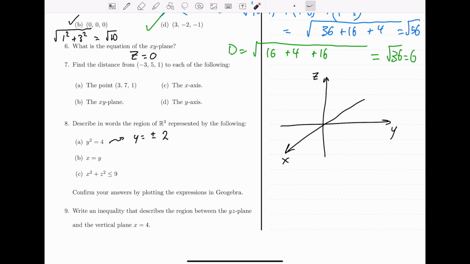How about part B? Can we describe what x equals y looks like in 3 dimensions? Notice that there's no restriction on z here, so we can think of z being any value at all. If x equals y, just think for a second what this would look like in 2 dimensions. Think of the graph y equals x. If we graph that in 2 dimensions, we have the x-axis, we have the y-axis. Y equals x is this line right here.